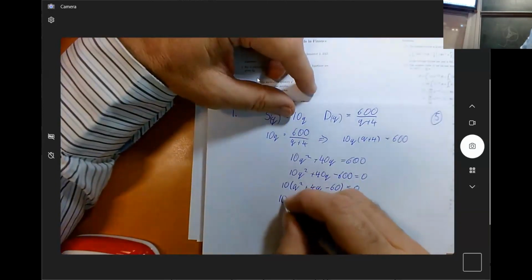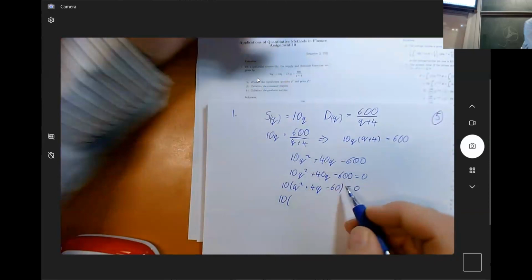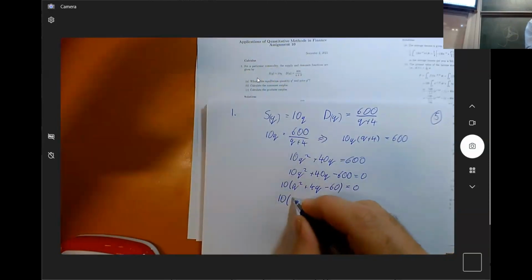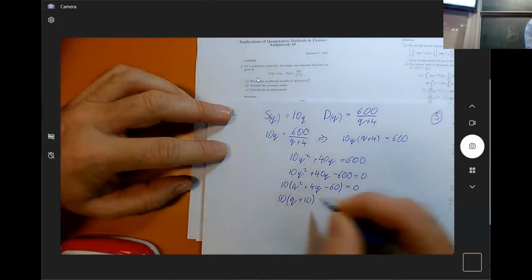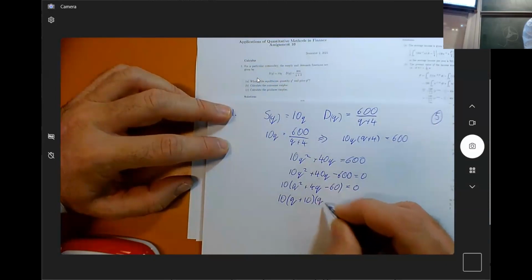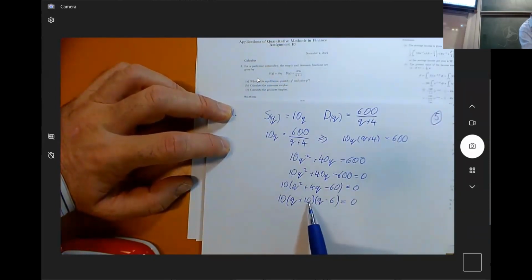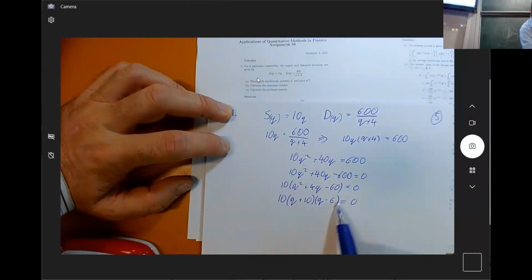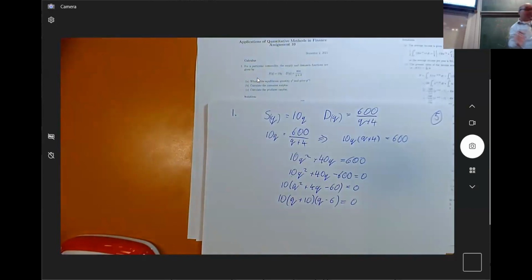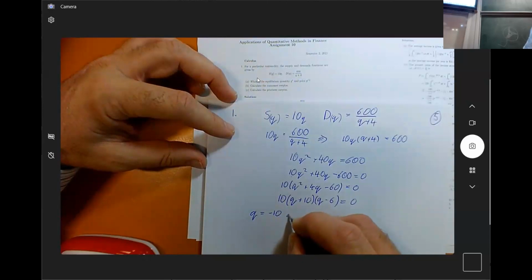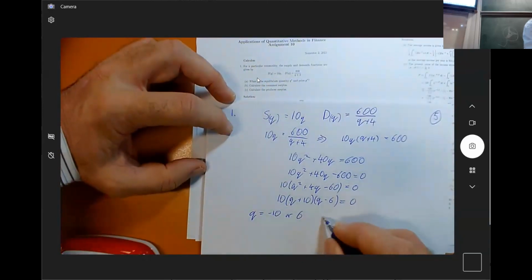All right, so I'm going to put my 10 here. The easiest one is 6 and 10. So I'm going to go (q + 10)(q - 6) = 0. And I can check: q squared plus 10q minus 6q gets me 4q, and 10 times minus 6 is minus 60. It's going to be right. So this gets me q equals minus 10 or 6.